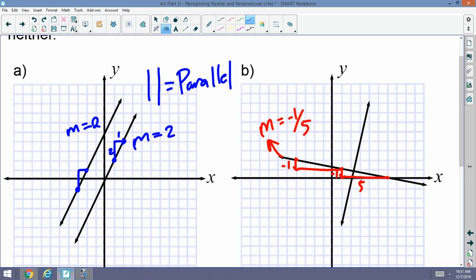Now, over here for this guy, I believe that I've got a perfect point. Looks like, yeah, right here, right? And that goes up 1, 2, 3, 4, 5. And then 1, 2, 3, 4, 5. So this is 5 over 1. So this slope is 5 over 1. So are they perpendicular? Yes, they are.